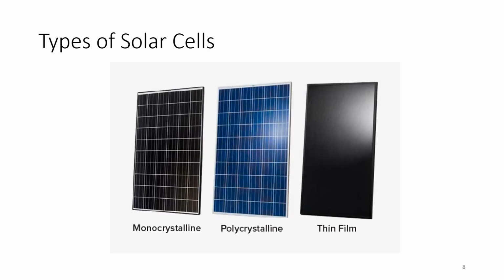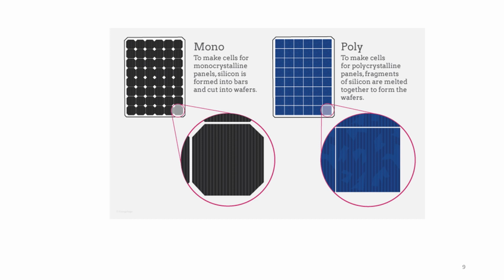The next one is the types of solar cells. What are the different types of solar cells present here? You have monocrystalline solar cells, polycrystalline solar cells, and thin films. These are the different types of solar cells used in your satellite. Here we have mentioned what is mono and what is poly. To make cells for monocrystalline panels, silicon is formed into bars and then cut into wafers.